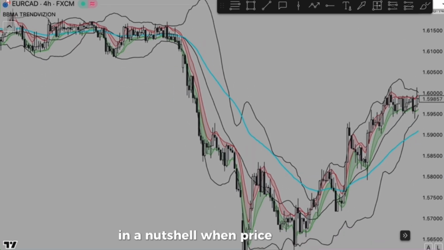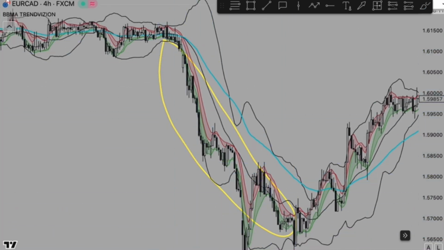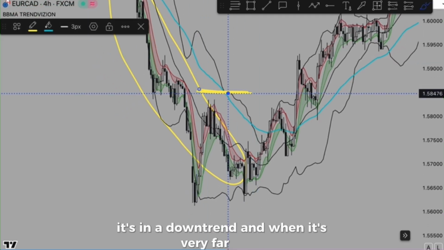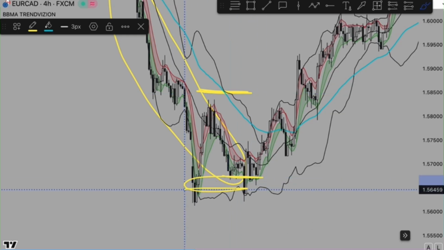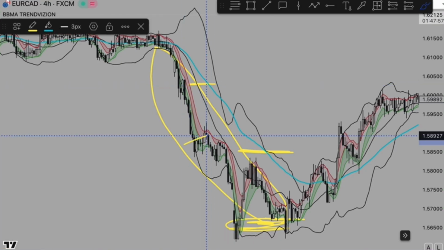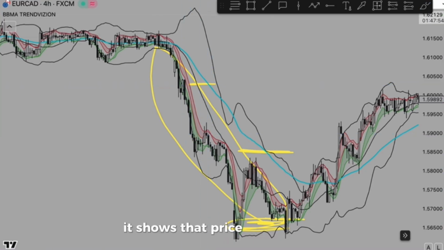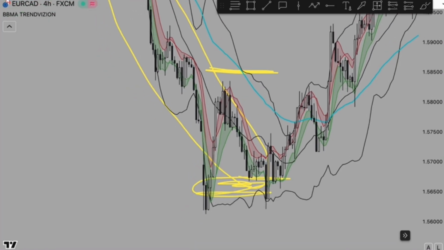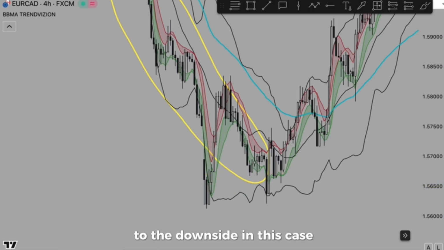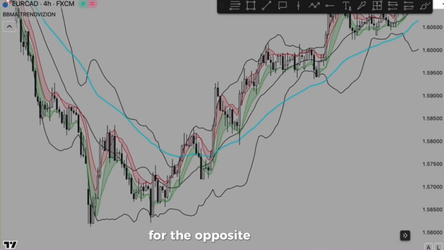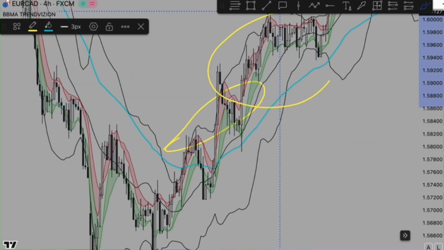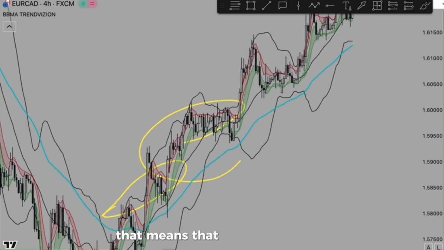In a nutshell, when price is below, it's in a downtrend, and when it's very far away from the moving average 50, relatively to, for example, here, it shows that price could come back, okay? Or at least that it's very stretched out to the downside in this case. And for the opposite as well, price above EMA 50 means that it's in an uptrend.